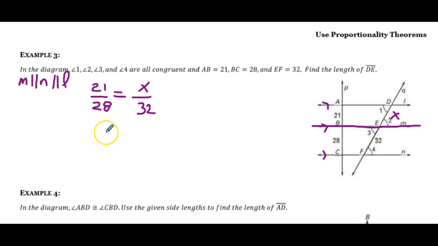We're going to solve 21 times 32. That gives us 672 equals 28x. So x is equal to 24. So DE equals 24.